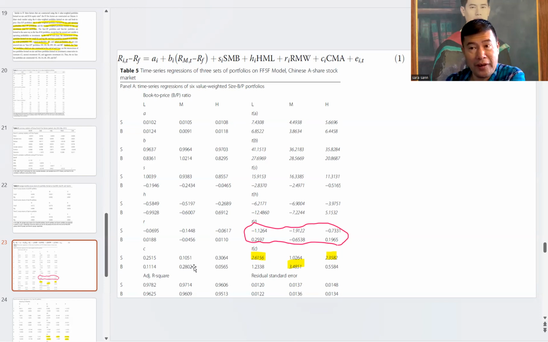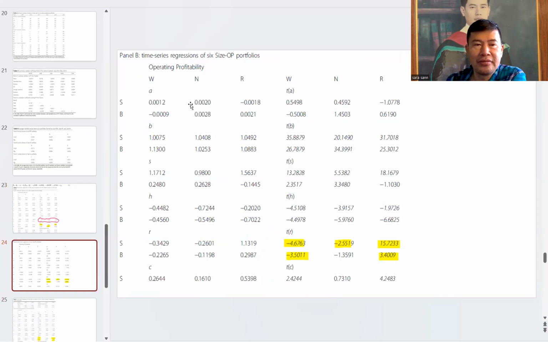This is how to interpret the 5-factor model. Okay, and what about adjusted R square? The R square, no matter what size, small or big, is more than 70% or 80%, so it is a fit model. Just telling you it is a fit model. Okay, next, the panel B. The panel B is a time series regression of size to return on equity, which the author just wrote down as OP, return on equity.